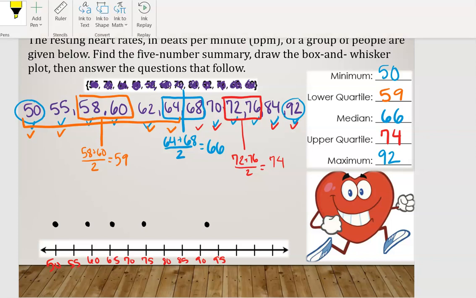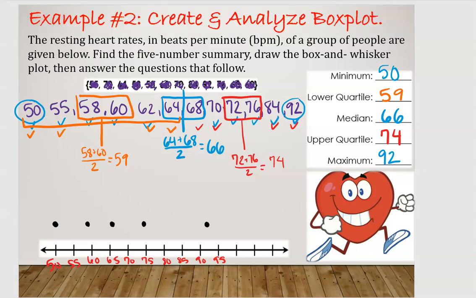And now we're going to draw our boxes and our whiskers. So I have a whisker from my lower quartile to my minimum, a box around my quartiles, a line for my median, and then a whisker right here. So here we have our complete box and whisker plot. And then we're going to use these to answer some questions.